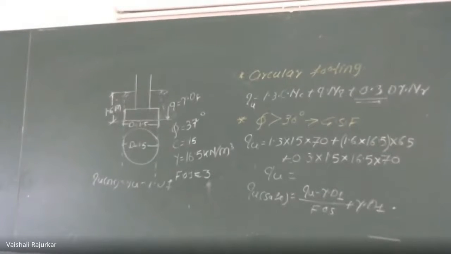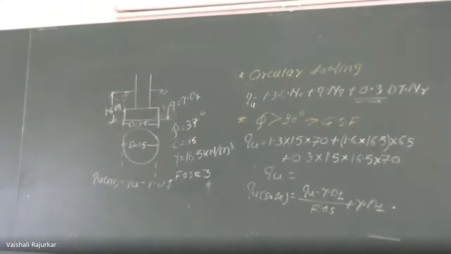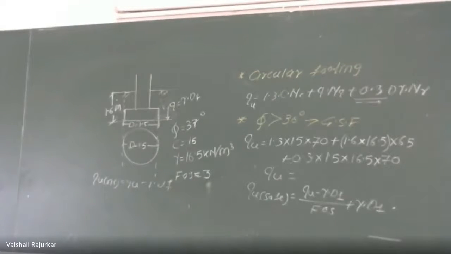For phi is 36 degree, Nc is 60, Nq is 56, and N gamma is 68.